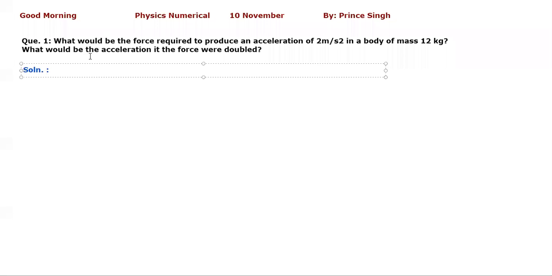Acceleration given. So first we will write the given data. Acceleration equals 2 meter per second square. Mass is equal to 12 kg. So we know that force equals ma.